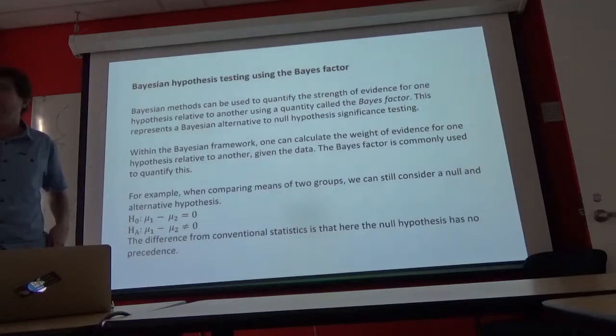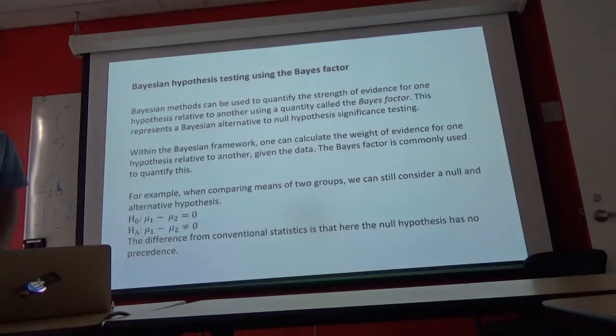So I want to talk about one more thing, which is Bayesian hypothesis testing, using something called the Bayes factor. And there have been some recent papers on this topic as a way of maybe resolving the debates and the differences between null hypothesis significance testing and Bayesian statistics. So Bayesian methods can be used to quantify the strength of evidence for one hypothesis relative to another using something called the Bayes factor. Okay, so it's presented as a Bayesian alternative to null hypothesis significance testing, but I'll show you later that there's a resemblance between the two.